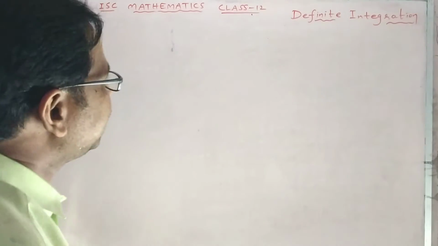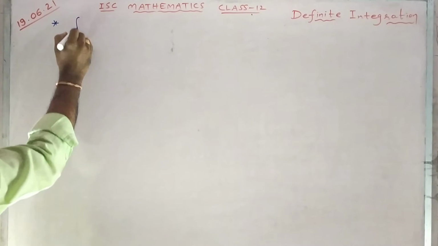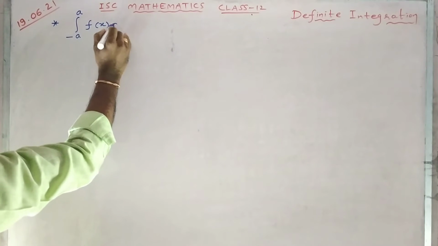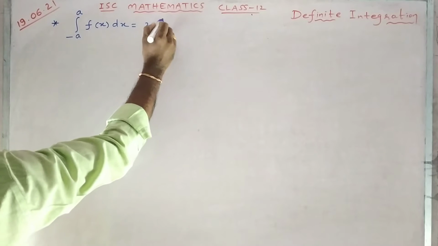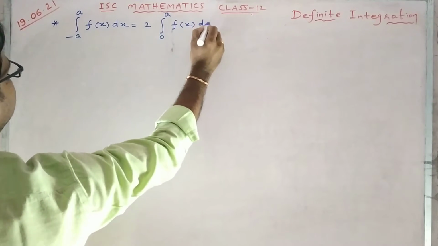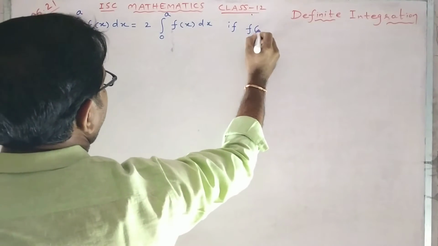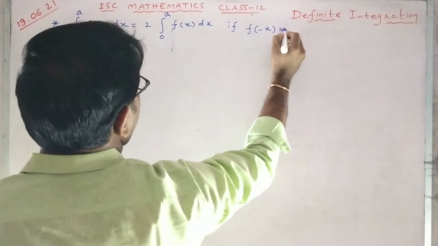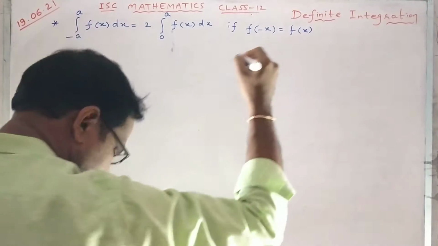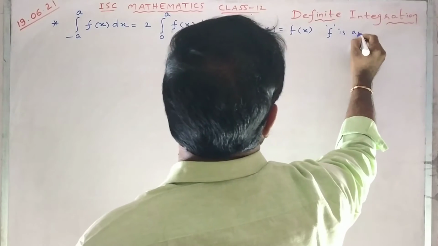Today in definite integration, let us see one important property, that is integral from minus a to a of f of x dx equal to 2 times integral from 0 to a of f of x dx, if f of minus x equal to f of x. That means f is an even function.